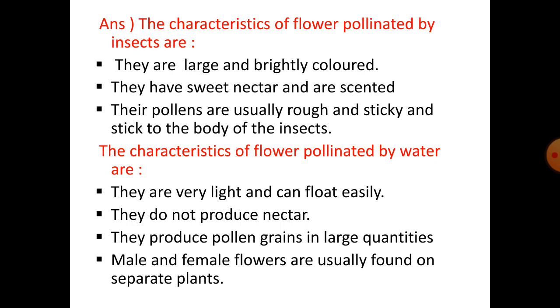The characteristics of flowers pollinated by water are: they are very light and can float easily, they do not produce nectar, they produce pollen grains in large quantities. Male and female flowers are usually found on separate plants. And number 5, explain the structure of male and female gametes of human beings. The answer to this question has already been given earlier, so I am not giving you that answer now.